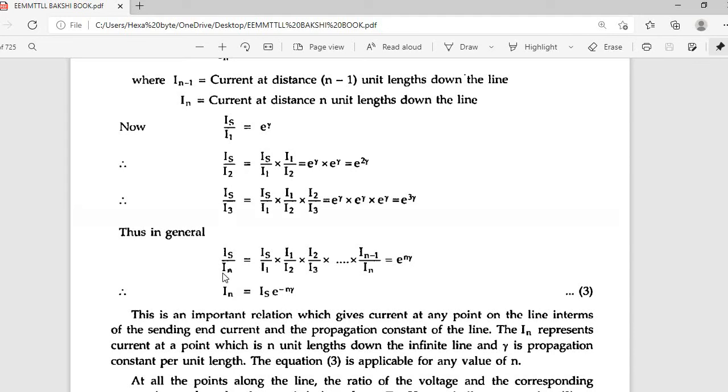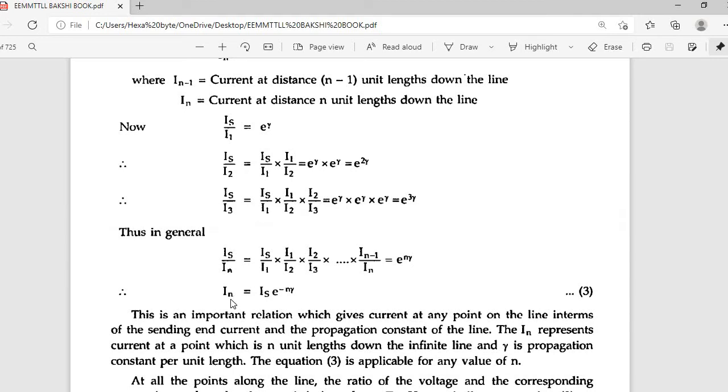See, 1 by e power x means we can write it as e power minus x. So this comes to here, this comes to here. So 1 by e power n gamma means e power minus n gamma. So see here, this is an important relation which gives the current at any point on the line in terms of the sending end current and the propagation constant of the line.